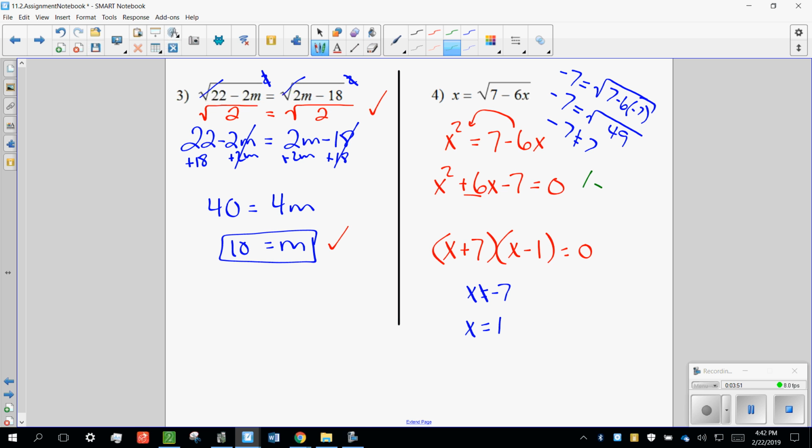Now let's try 1. Does 1 equal the square root of 7 minus 6 times 1? So that's saying, does 1 equal the square root of 7 minus 6, which is 1? Does 1 equal the square root of 1? Sure does. So x equals 1 is our solution.